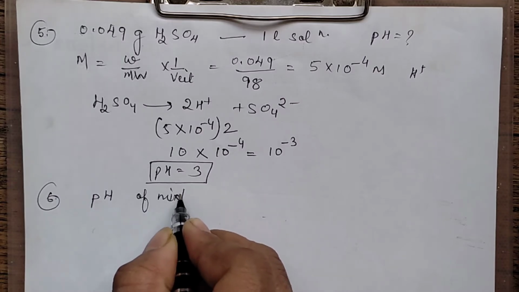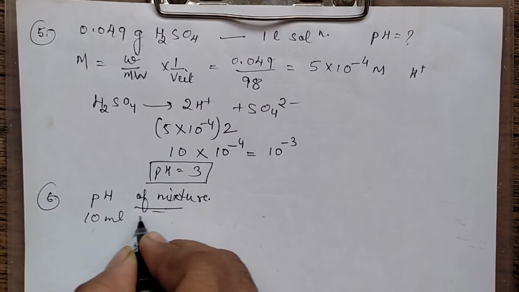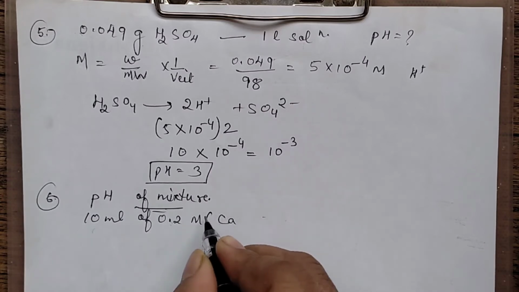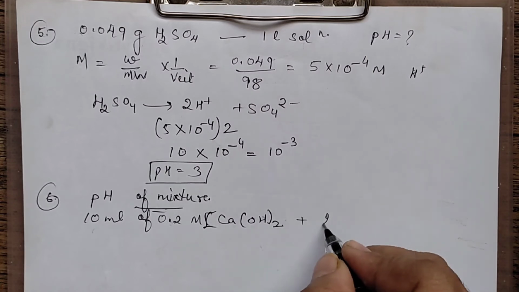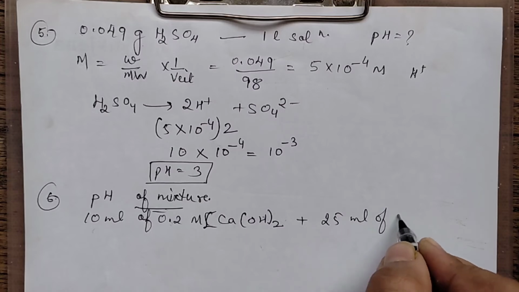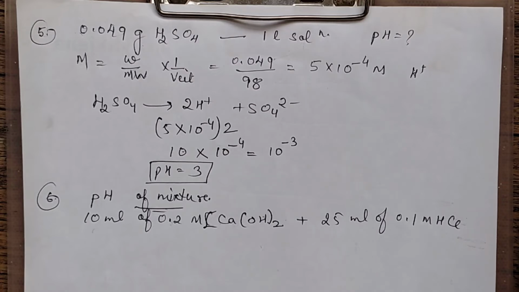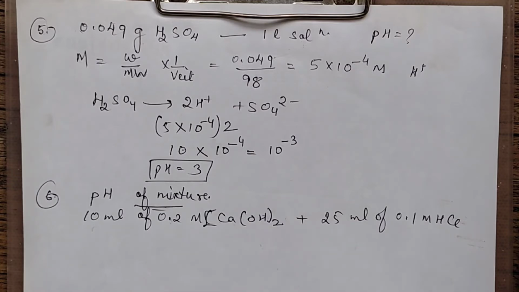You are asked to calculate the pH of a mixture. Okay, now suppose it's given that 10 ml of 0.2 molar calcium hydroxide plus 25 ml of 0.1 molar HCl are mixed. We have mixed two different things. Now, which two things we have mixed? One is base, another is acid. When two different things are mixed, we will have to check what is the product of the molarity and volume for acid and the molarity and volume for base.